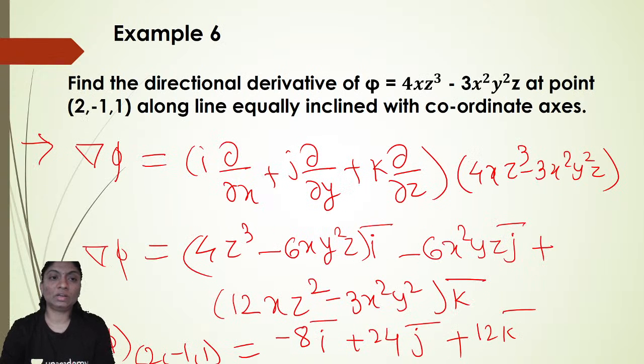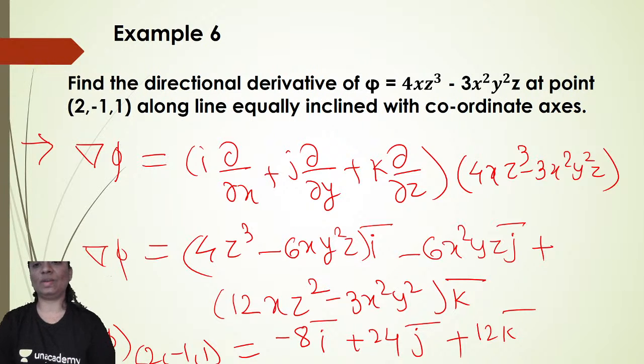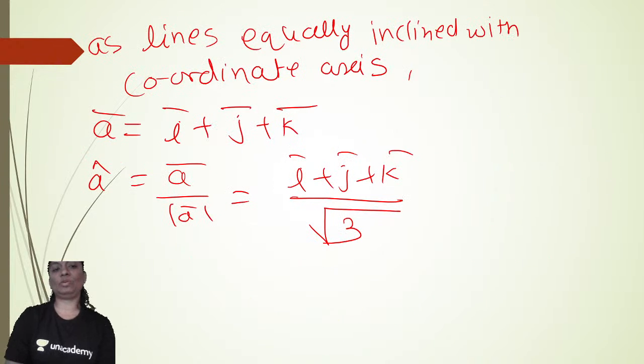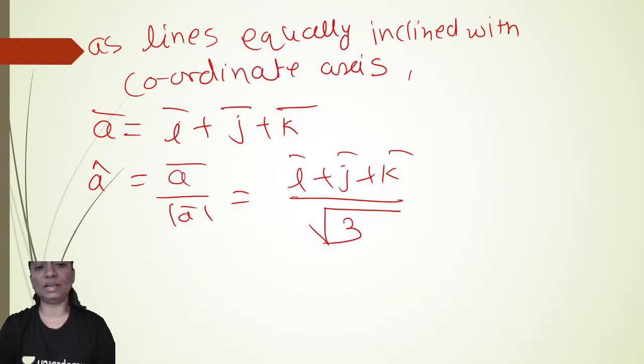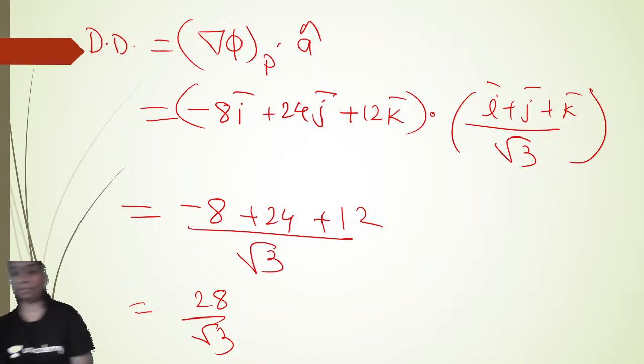Sixth one. Find the directional derivative of phi is equal to 4xz cube minus 3x square y square z at the point (2, minus 1, 1) along the line equally inclined with the coordinate axes. If equally inclined, then directly we will write a vector a bar, a bar is equal to i bar plus j bar plus k bar, and del phi directional derivative we will calculate, del phi at point P dot a cap.